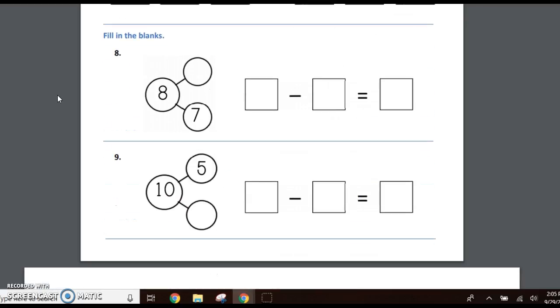Question number 8. Fill in the blanks. Match your number bond to this number sentence. Number 9. Fill in the blanks. Match the number bond to the number sentence.